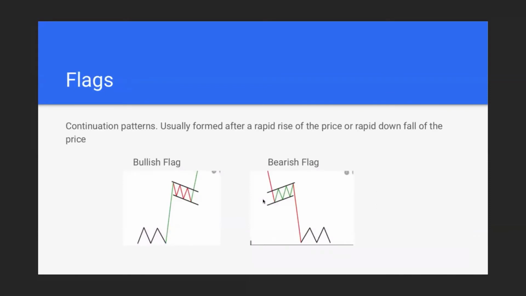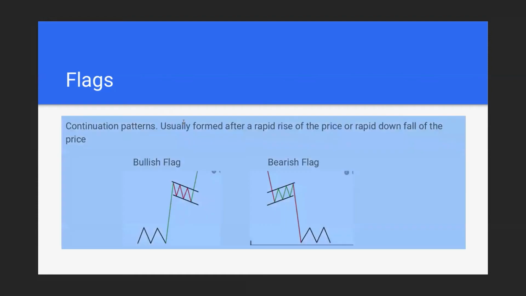All right, next one is flags, guys. Flags are also continuation patterns, okay? So always think about triangles, pennants, flags. These are all continuation patterns. Wedges are the only ones which are trend reversal patterns, okay? If you can remember it that way, you will be able to think through. When you see a picture, you'll say, okay, is this a wedge or is it an ascending triangle? You need to make that decision first, okay?